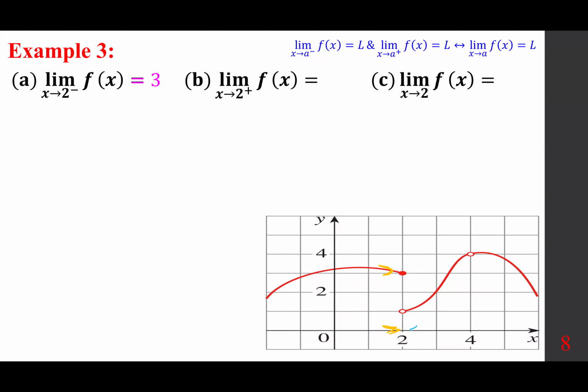Moving from the right side of 2, we are in this branch, and as we move towards 2, we are moving towards this hole. We never get there, and this hole has a y coordinate of 1. And since these two numbers are not the same, the limit of f of x as x approaches 2 does not exist.